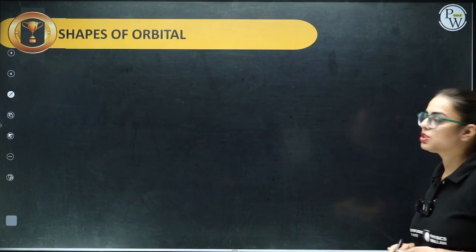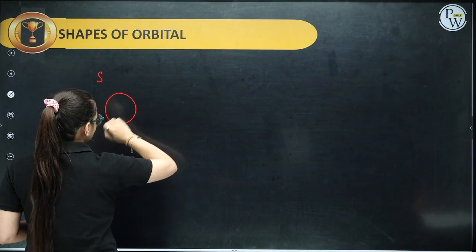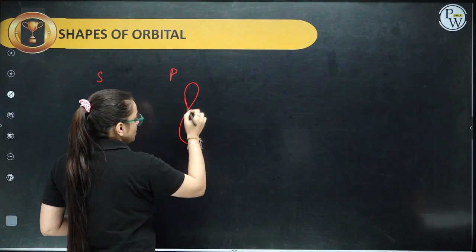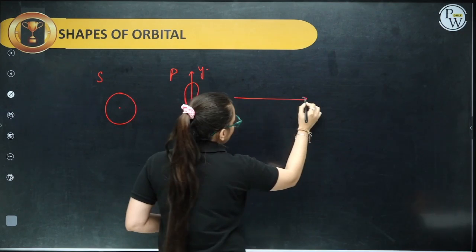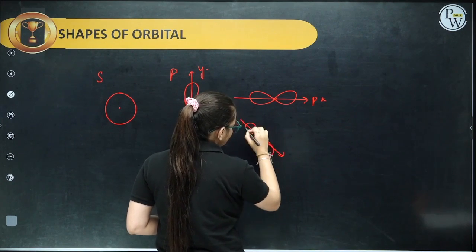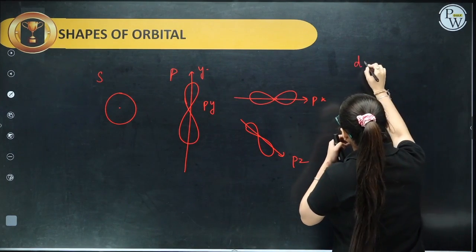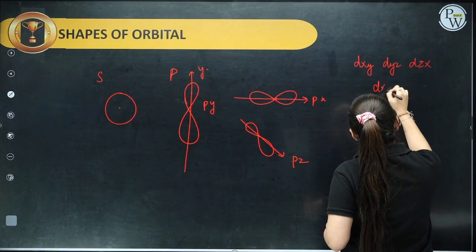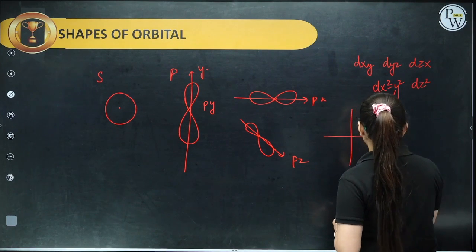Talking about shapes of orbital, students, it is very simple. If I talk about s orbital, it is spherical in shape. If I talk about p orbitals, they are basically dumbbell in shape. This is for example py. If I talk about px over here, and if I talk about pz. Let us talk about the d orbitals. So d orbitals, we have dxy, dyz, dzx, dx square y square, dz square. So first of all, let us draw dx square y square.